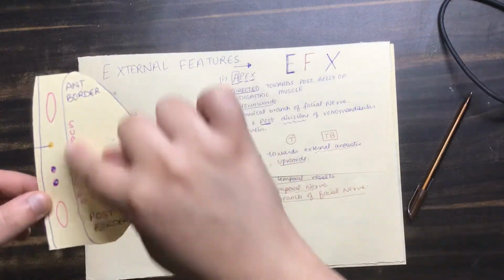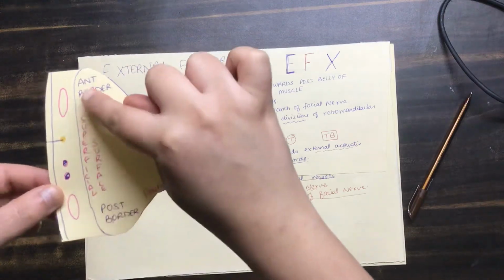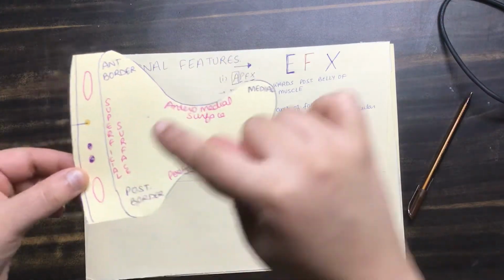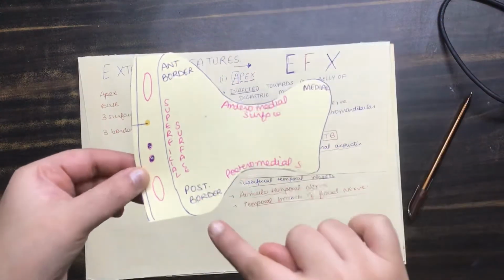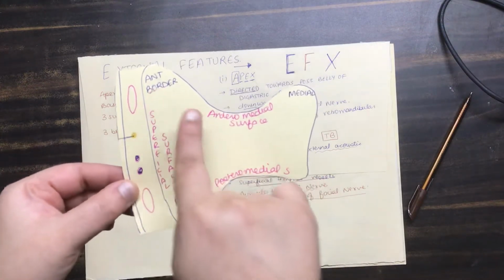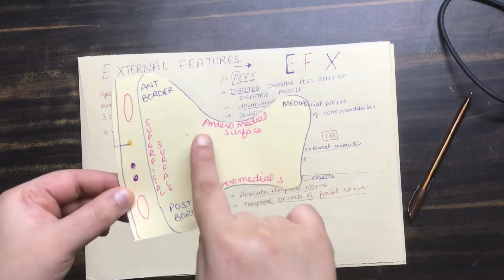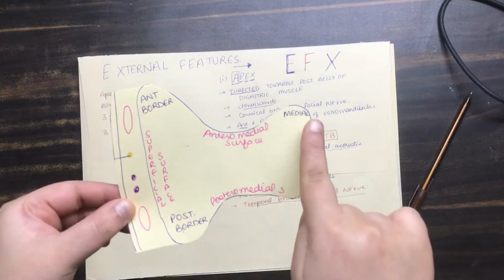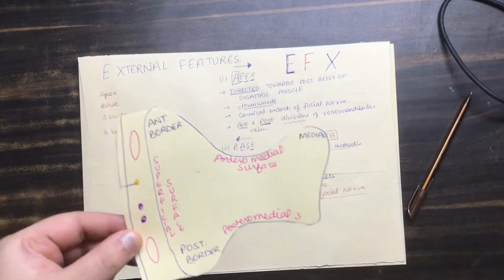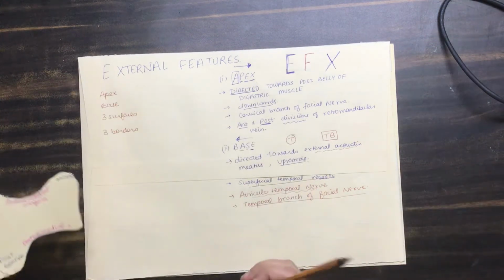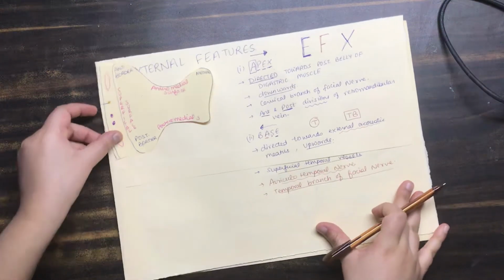Also you can appreciate the superficial surface. This is my superficial surface, which is present between the anterior border and the posterior border, and in between them is the anteromedial surface. The anterior border and medial border have the anteromedial surface. I'll just write down these points one by one. We are discussing the anterior border now.